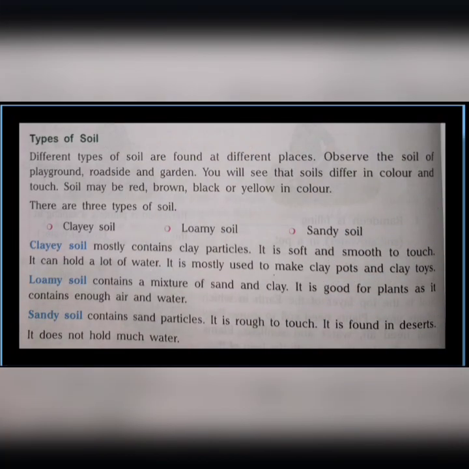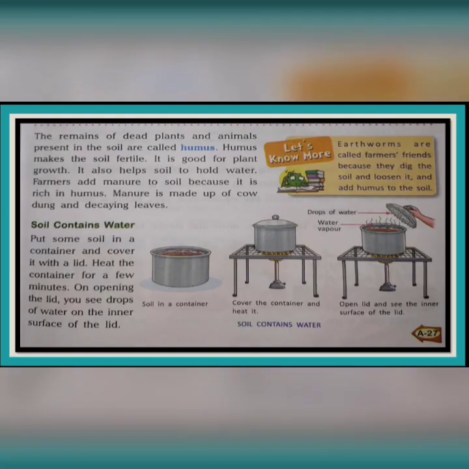Next we have types of soil. Okay, there are three types of soil: clay soil, loamy soil, and sandy soil. And clay soil mostly contains clay particles. Okay, it is smooth and soft to touch, and it can hold a lot of water. So it is mostly used to make clay pots and clay toys. Next, loamy soil is a mixture of sand and clay, which is good for plants as it contains enough air and water. And sandy soil contains sand particles. Okay, it is rough to touch and found in deserts, and it cannot hold much water.